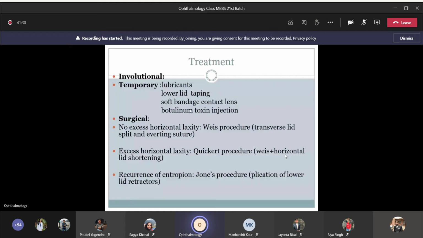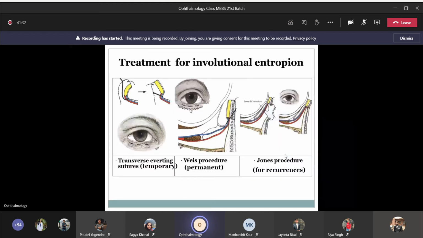So this is the picture showing the treatment for involutional entropion. This is transverse everting suture. This is a temporary surgical treatment for entropion. This is Weiss procedure, where there's shortening of the lower lid, and Jones procedure for recurrent case.